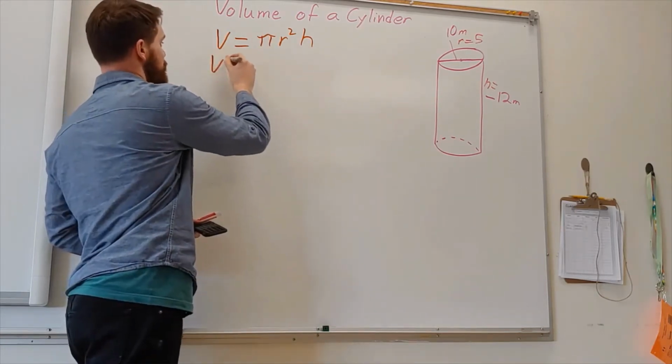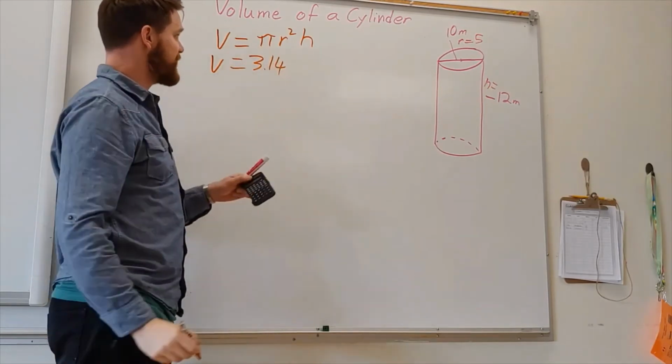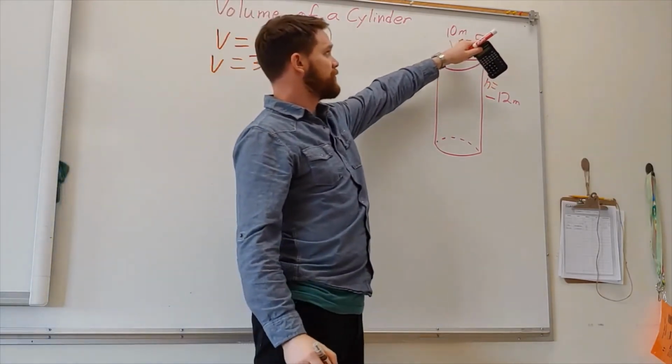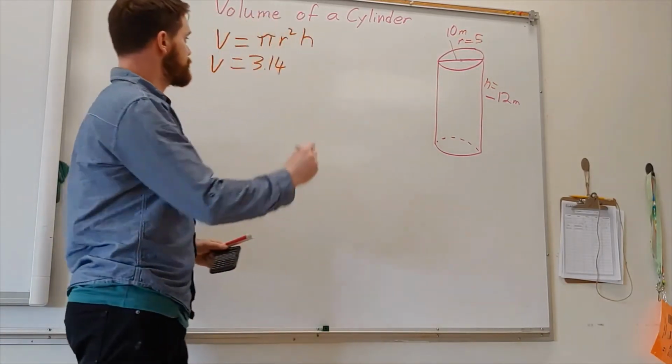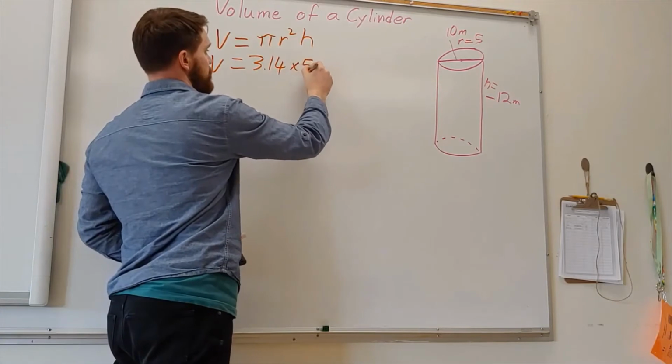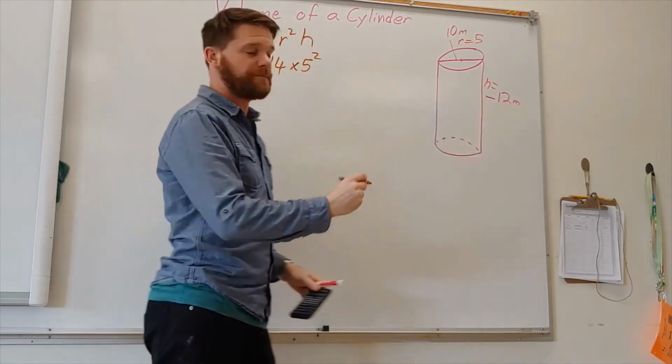So volume equals 3.14 times the radius squared, so 5 squared, times the height, h, times 12.